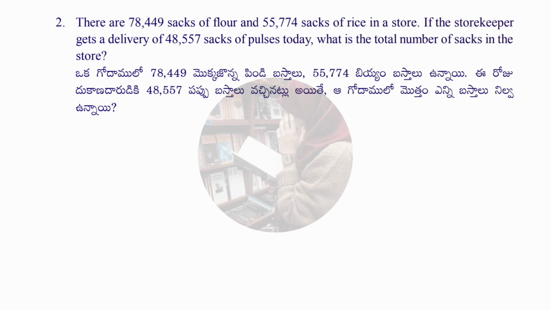Okay, so now we'll move to the second question, which is: there are 78,449 sacks of flour and 55,774 sacks of rice in a store. If the storekeeper gets a delivery of 48,557 sacks of pulses today, what is the total number of sacks in the store? Okay, there is a store in which there are sacks of flour and sacks of rice, and today sacks of pulses were also delivered. So now we have to tell the total number of sacks in that store. Okay, means we have to add all the three items. Okay, let's see the answer.